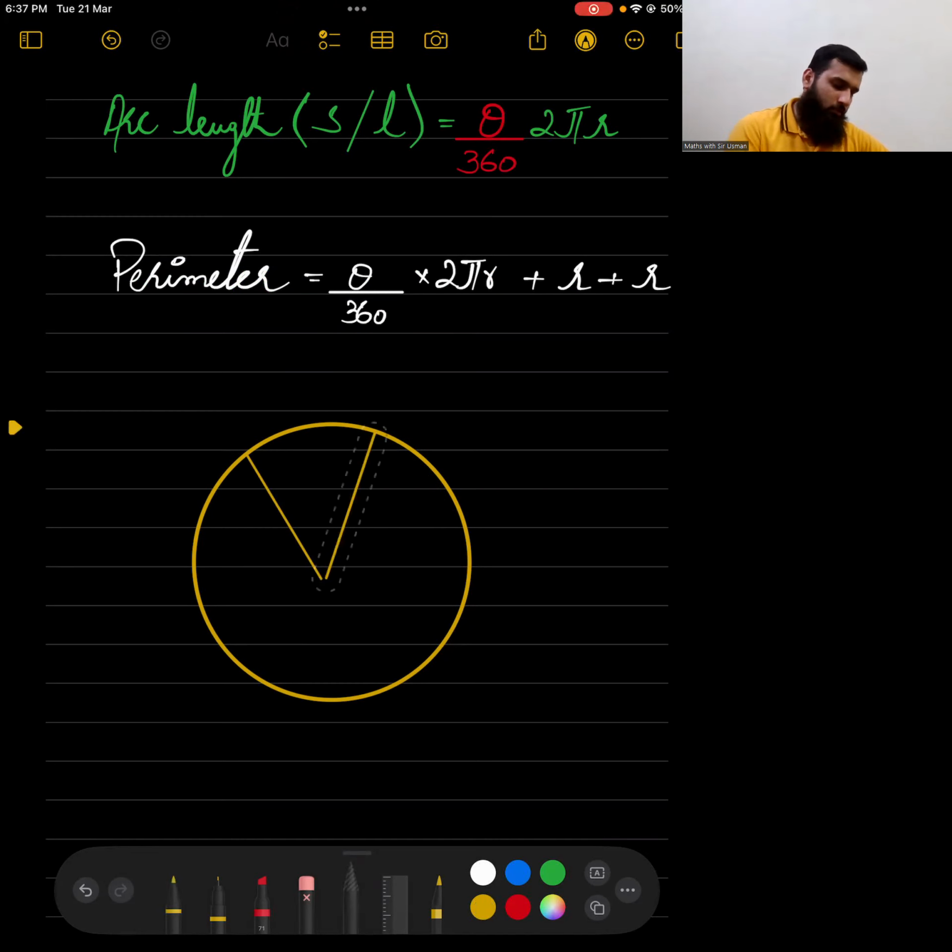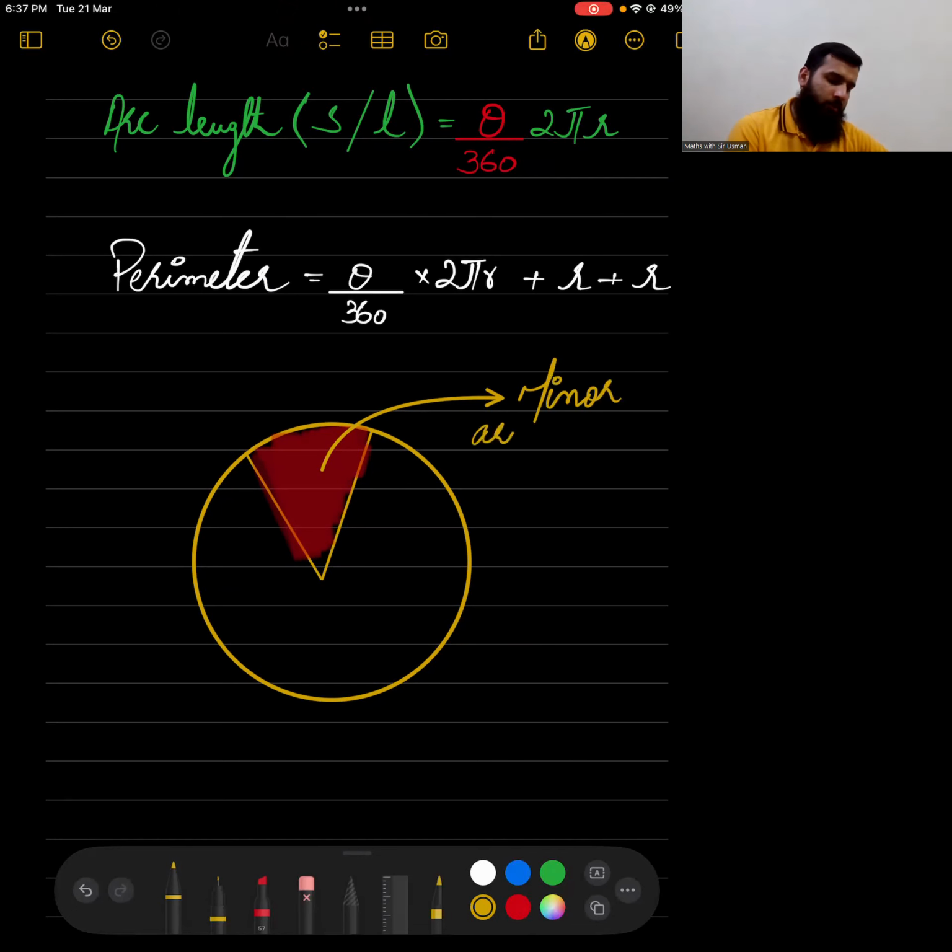If I'm dealing with the smaller part over here, this is called the minor arc or minor sector. So it could be termed as arc, it could be termed as sector, and also it could be termed as a segment. So the terms arc, sector and segment all have the same meaning.